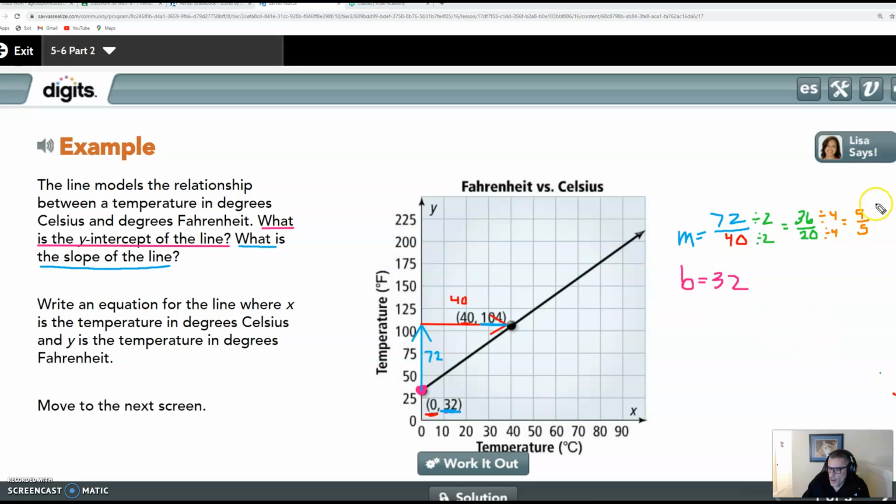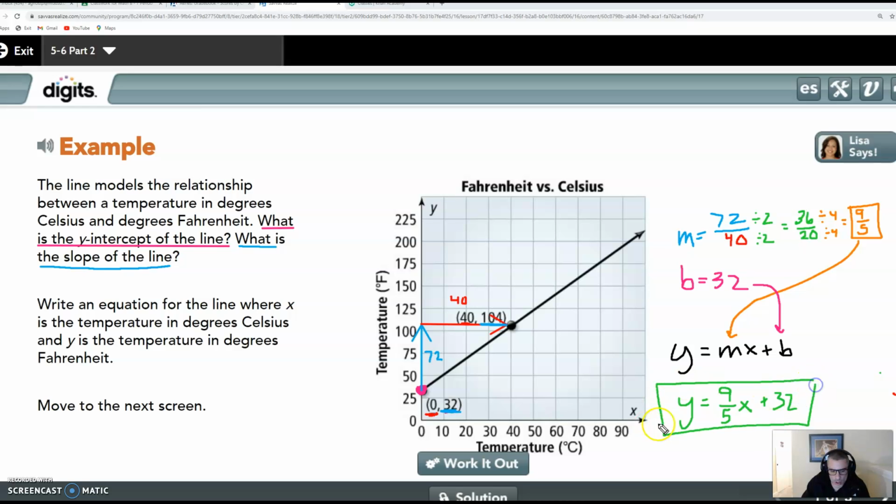All right, so m is 9 over 5, b is 32. So my equation that models the relationship between degrees Fahrenheit and degrees Celsius, remember we write all equations in y equals mx plus b form. Well, I'm just going to take 9/5, plug it in right here. I'm going to take b, plug it in right here. So my equation is y is equal to 9/5 x plus 32.